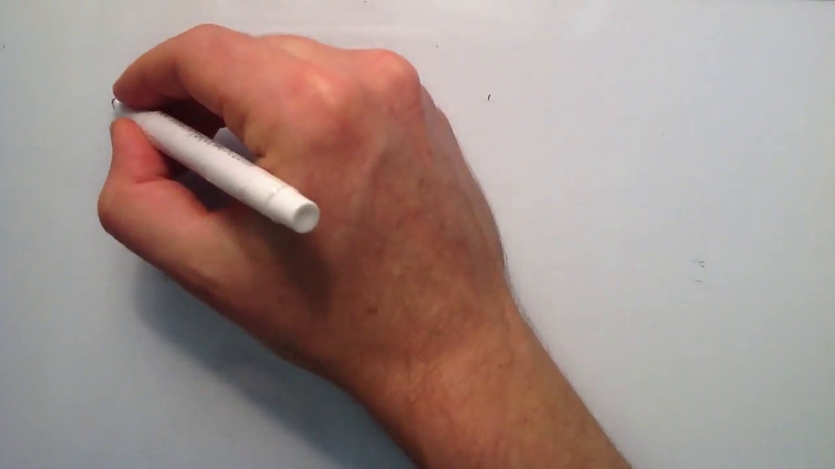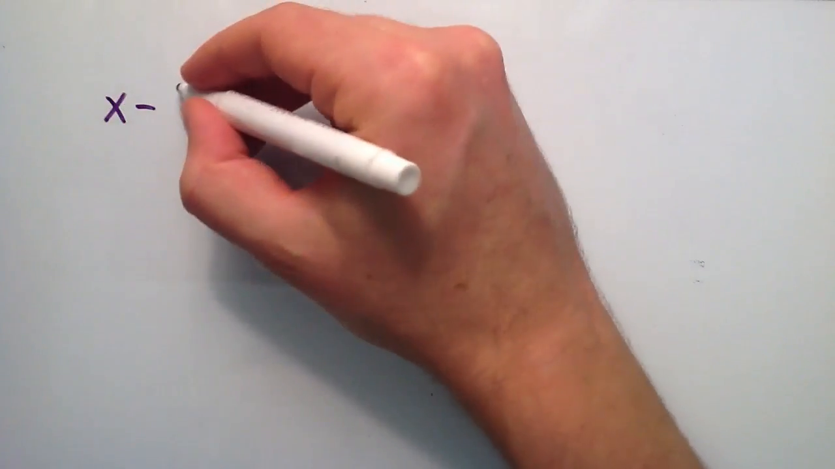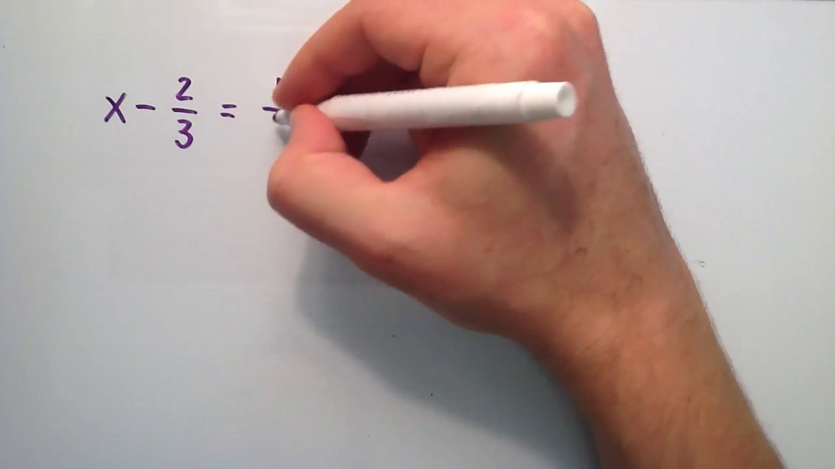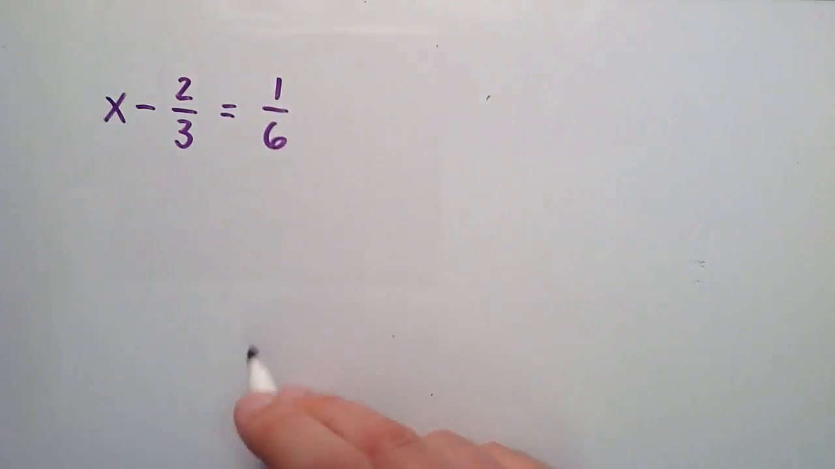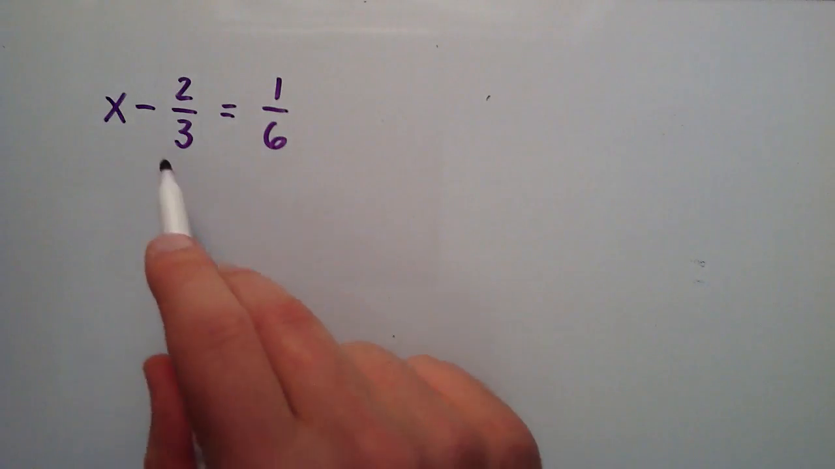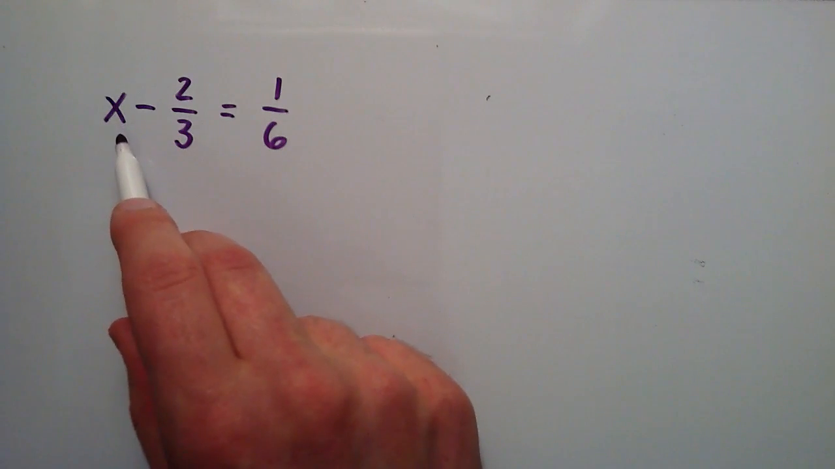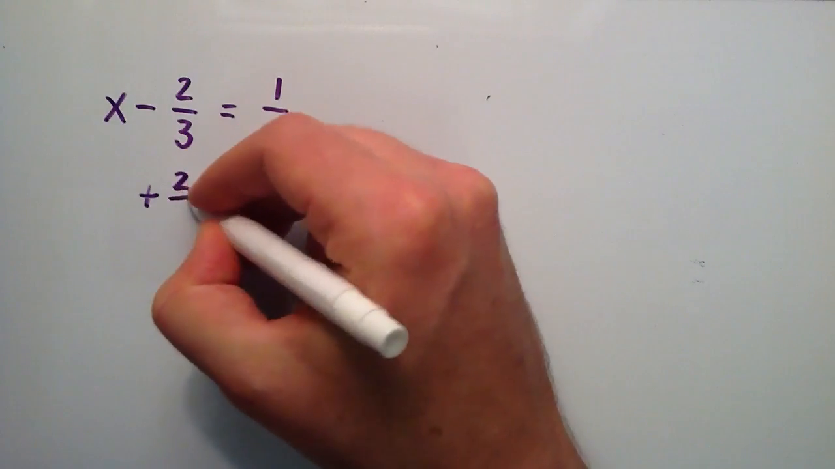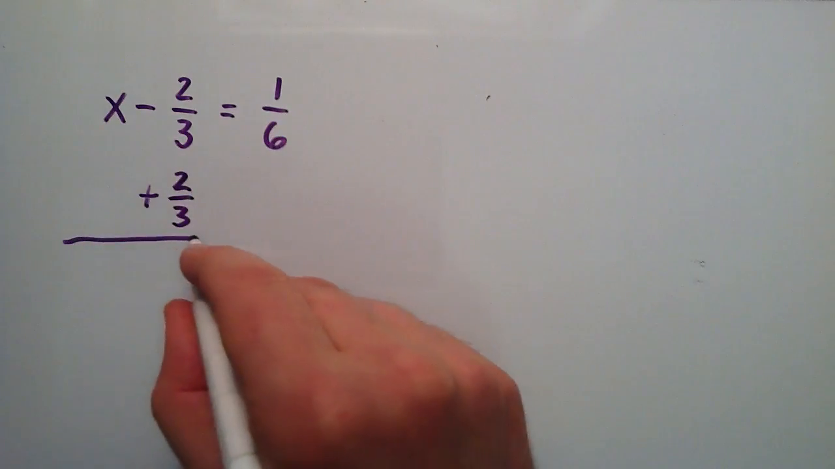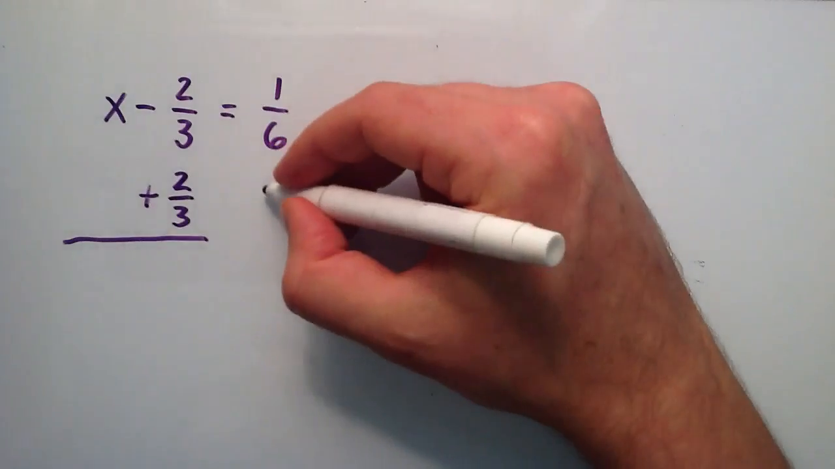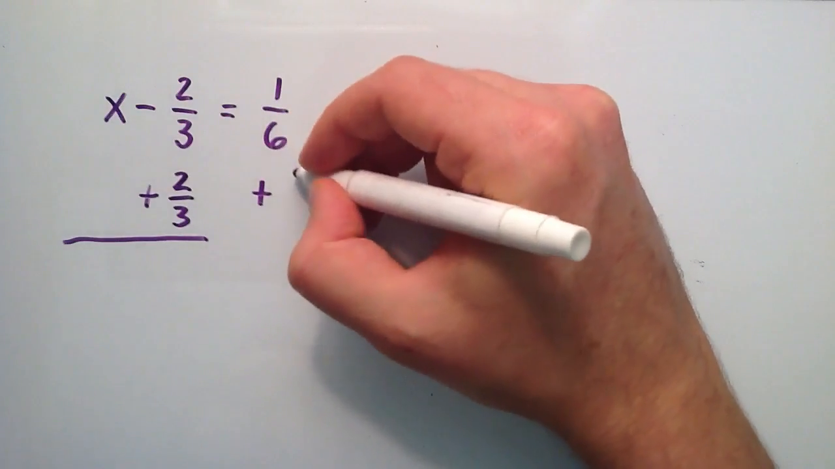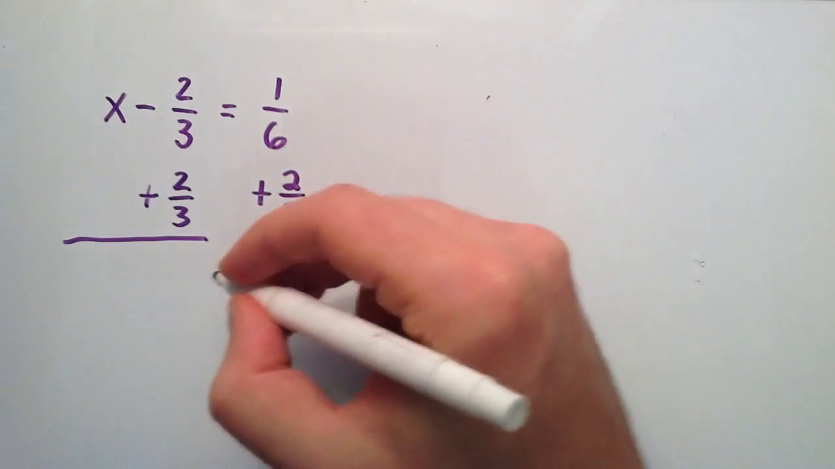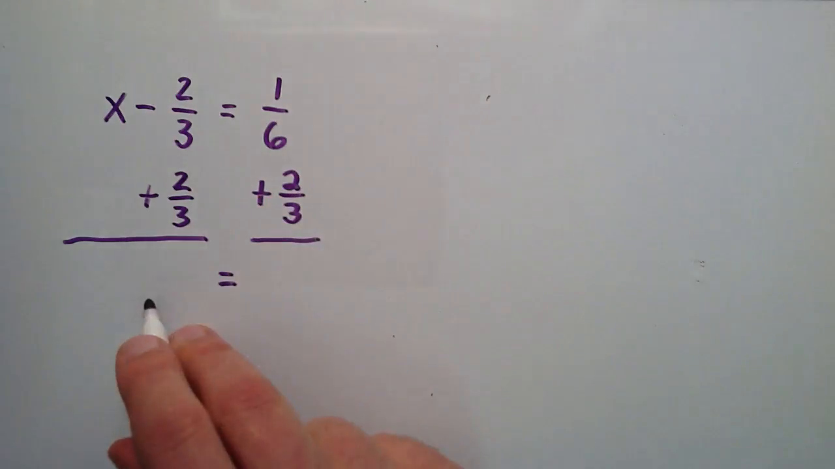This example we're going to do, this is going to be x minus 2 over 3 is equal to 1 over 6. So like in the last problem, what we want to do is get the x by itself on one side. So we're simply going to add 2/3 to the left side here. And whatever we do to one side of the equation, we have to do to the other. So this is going to be 1 over 6 plus 2 over 3. And our results will be equivalent.